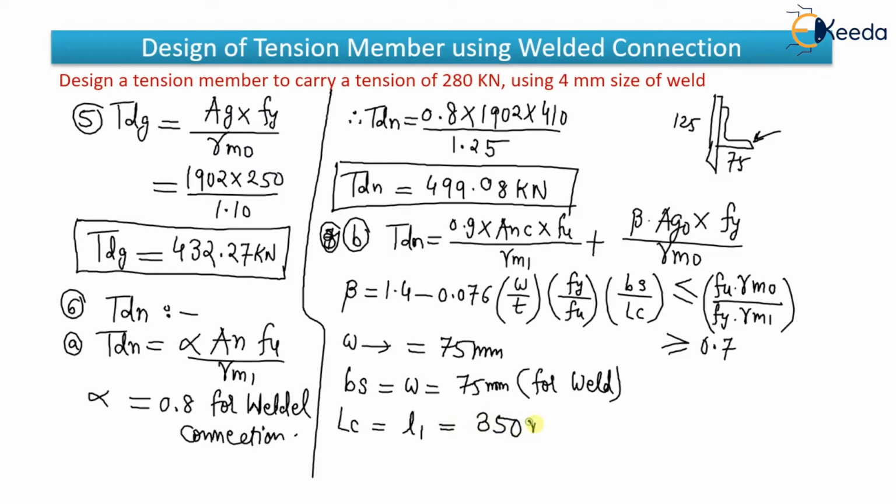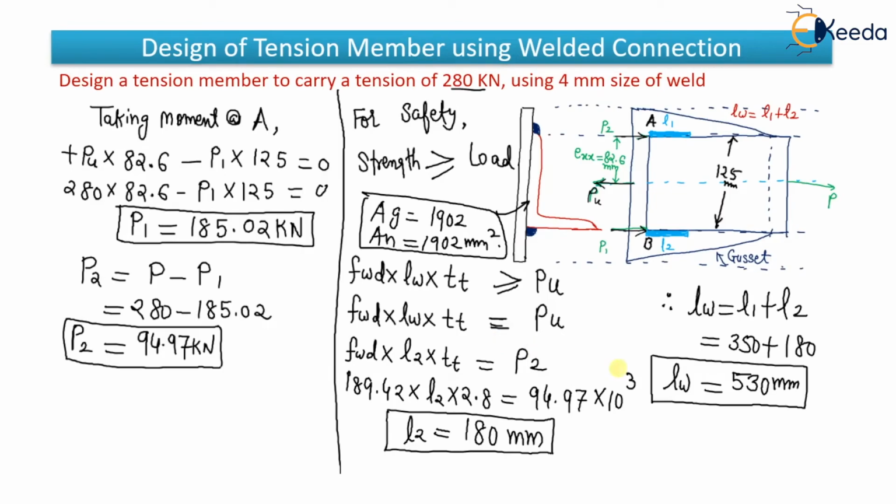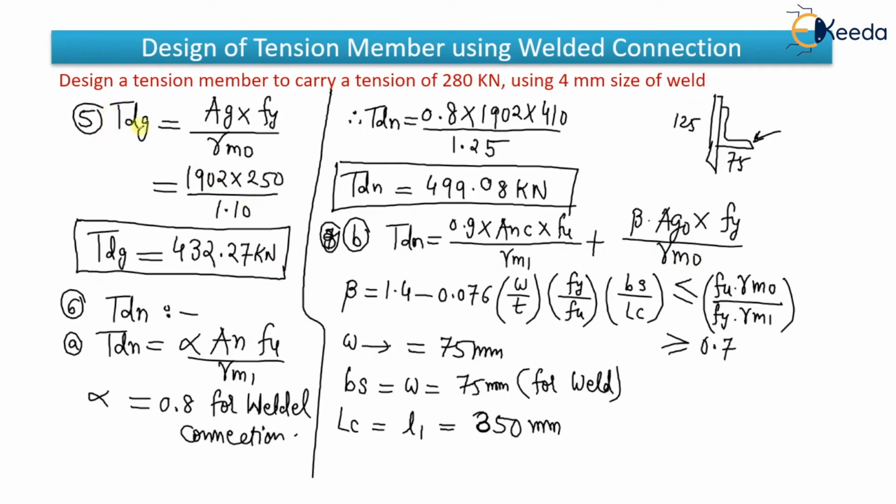And what is the value of L1? It is 350. So calculations are getting easy in case of a welded connection. If they have given directly the value of this LW, that is 530, and L2 and L1, you don't need to do all these calculations. You can directly start with TDG1. Okay. So as they have not given, first we have calculated L1 and L2, and then we have started with the actual question. So all these values are known to you.